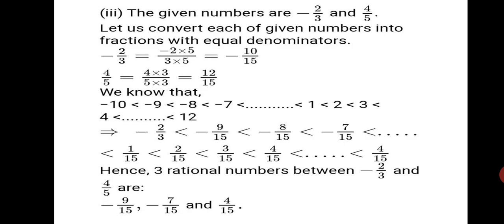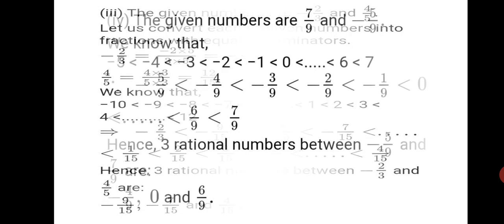Hence, three rational numbers between minus 2 upon 3 and 4 upon 5 are, now you have got so many fractions in between them, you can choose any three, like minus 9 upon 15, minus 7 upon 15 and 4 upon 15. Remember, you can also take 1 upon 15, 2 upon 15, 3 upon 15 as simple answers. Okay, so just equalize denominators and pick up the numbers that lie between the given two rational numbers. Okay, now let's go on to question number 4.